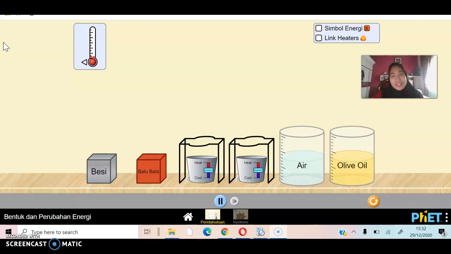Okay, my friends, on this occasion I will explain to you about forms of energy. Now, we will do the experiment about forms of energy. First, we click the energy symbol to see the energy inside the object. Now we can see the energy inside the object, and then we click the link headers to turn on the heaters.